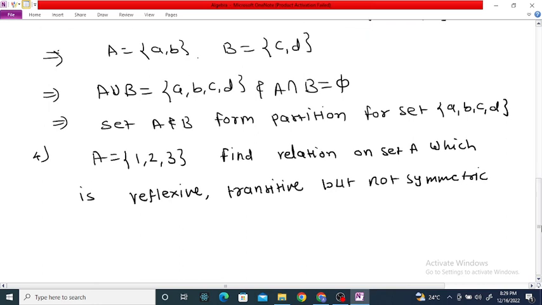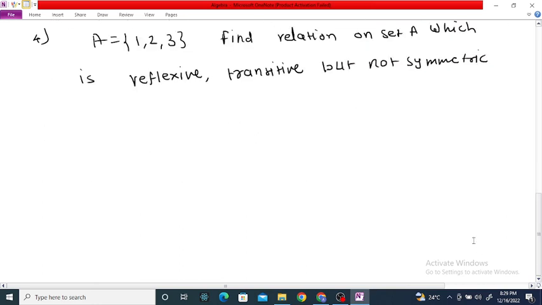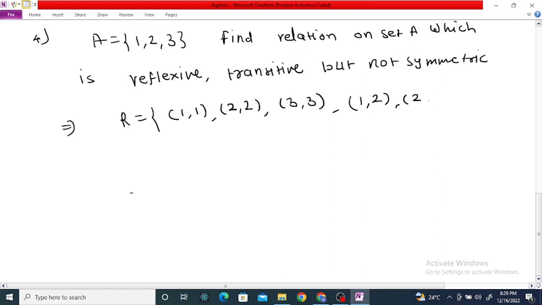So we want to determine a relation on set A equal to {1, 2, 3} which is reflexive, transitive but not symmetric. See here the relation R is equal to, since we want the relation to be reflexive, I am writing here (1,1), (2,2) and (3,3), and we want the relation to be transitive, so I am writing here (1,2) and (2,3). Okay, then write down one more pair, say (1,3). So you can check this relation is transitive, 1 related to 2, 2 related to 3, and (1,3) is there. Okay, so this is transitive.